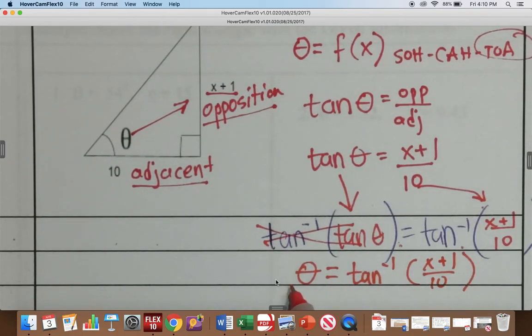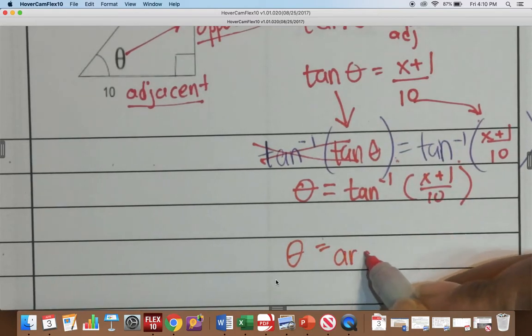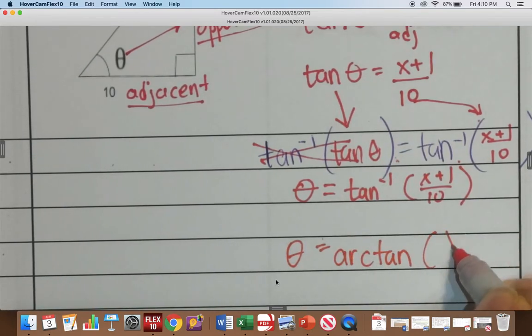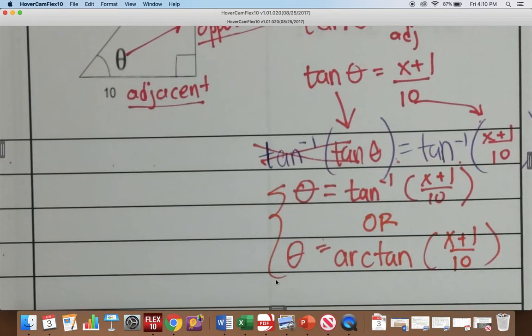So now I have an expression for theta where x is my independent variable. So I've written theta as a function of x. And again, tan inverse and arctan are the same thing. So you could write this as theta equals arctan of x plus 1 over 10. I'll put here or. Either of these two answers are acceptable.